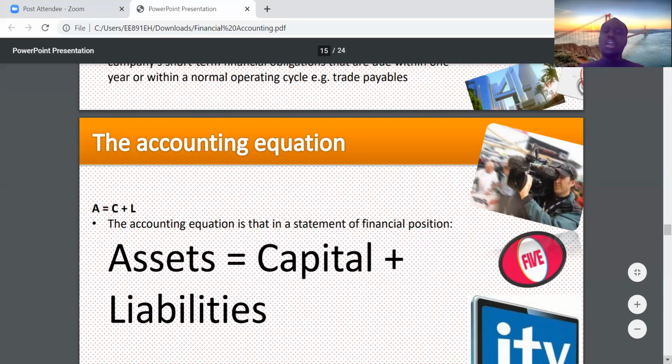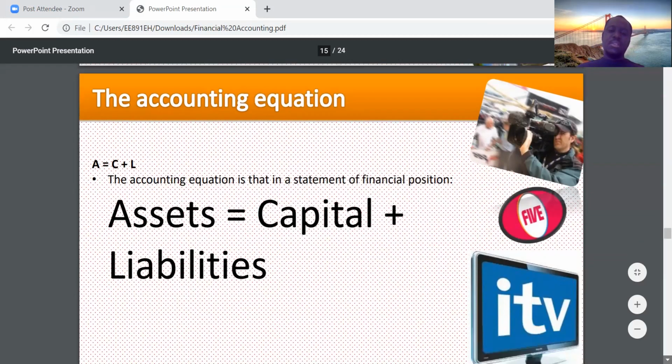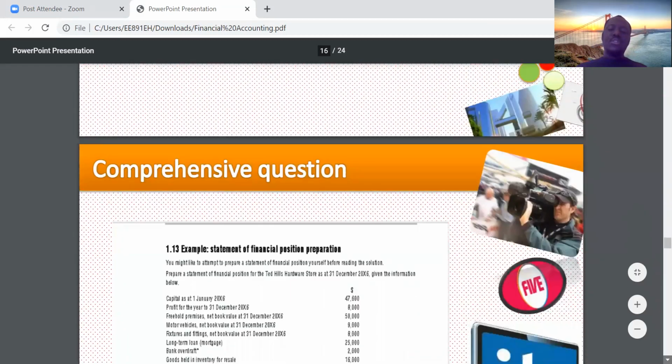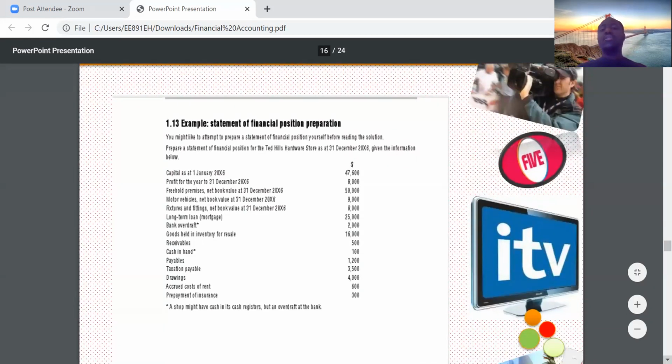So in the accounting equation, assets is equal to capital plus liabilities. A is equal to C plus L. Please don't forget this. This is the basis of accounting. Assets is equal to capital plus liabilities. Very, very important. Please keep that in mind. That's what makes the balance sheet, or your statement of financial position, balance. Your assets must always be equal to your capital and your liabilities. So let's look at a comprehensive question.